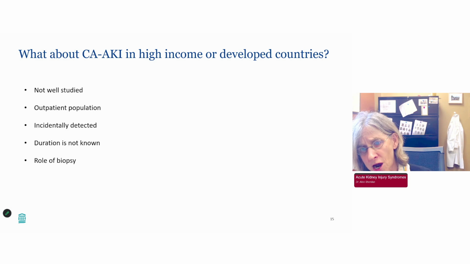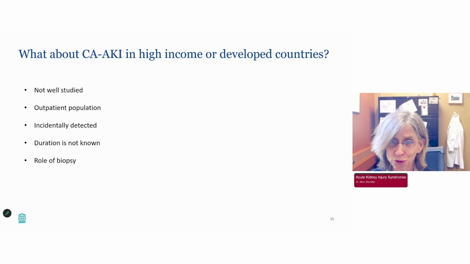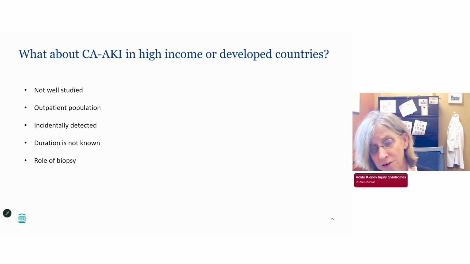So more commonly, this is going to fall into the category of acute kidney disease, meaning 3 months or less, or chronic kidney disease that has not been identified yet. Generally, the duration is unknown.